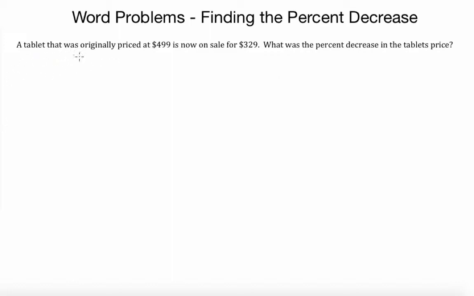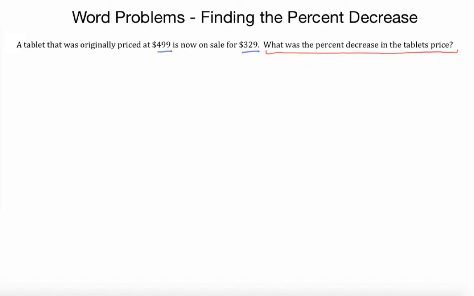We have a tablet that was originally priced at $499 and is now on sale for $329. The question I'm asked to find is: what was the percent decrease in the tablet's price? I'm highlighting that because I want to be able to answer that question in particular. A lot of times that's half the battle on word problems, finding out what I am supposed to answer. So we're supposed to find the percent decrease in the price.